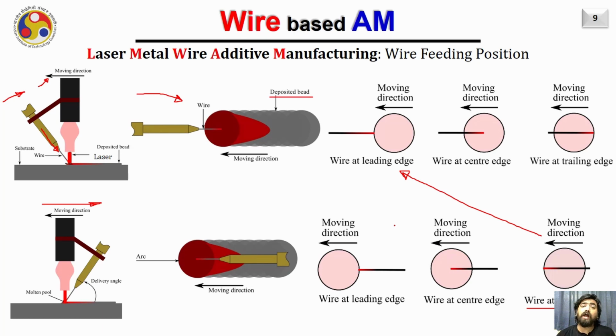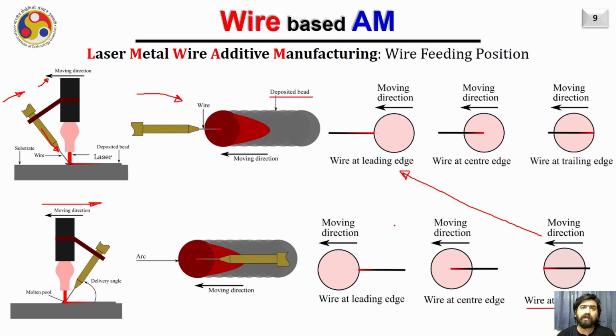Therefore, the mechanical and the metallurgical properties of the deposited bead which you were achieving earlier in the case of back feeding will definitely change as the feeding mechanism will switch to front feeding. Therefore, it is recommended to always stick to a particular type of feeding mechanism throughout the process.